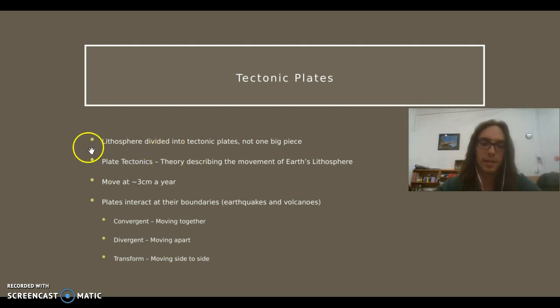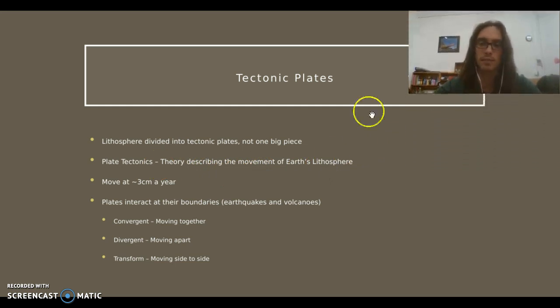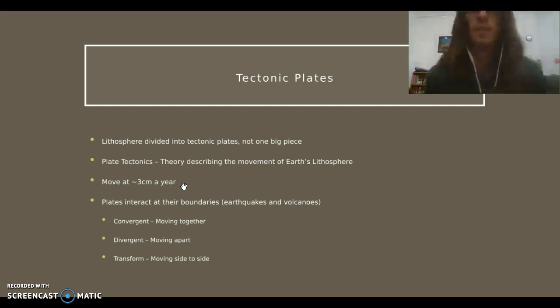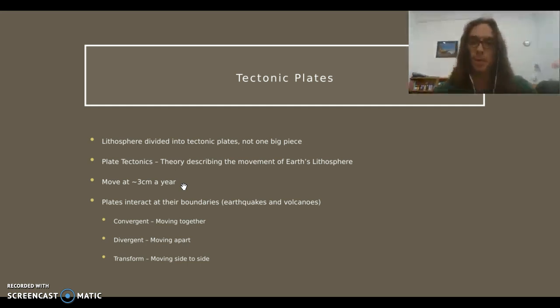So the theory of plate tectonics is just the theory describing the movement of the Earth's lithosphere and those pieces of the lithosphere. They move at about 3 centimeters a year, which is a lot of movement if you're thinking about hundreds of millions of years. So you go hundreds of millions of years times 3 centimeters, and that stuff has moved thousands of miles. So that's just something to think about. A lot of the times with earth sciences, we're talking about things that happen over a long period of time.